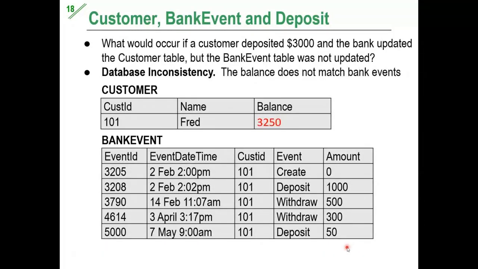The same thing can happen the other way around. We can insert a row into the bank event table, but forget to update the bank balance cell, or the row. Then again there is inconsistency. So either way can create an inconsistency in our database, right?